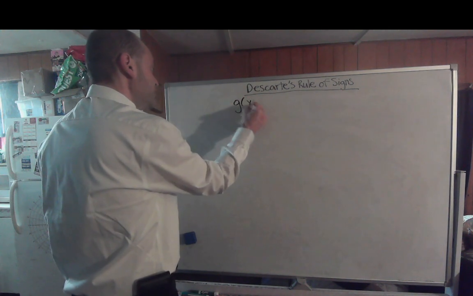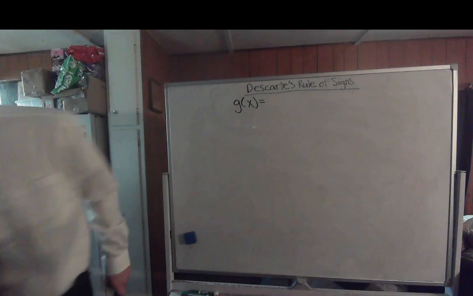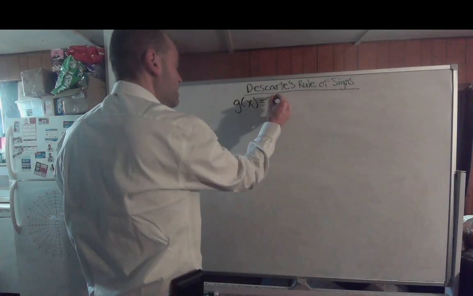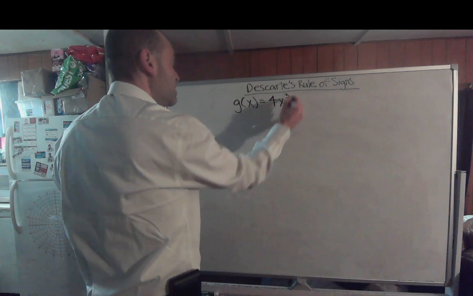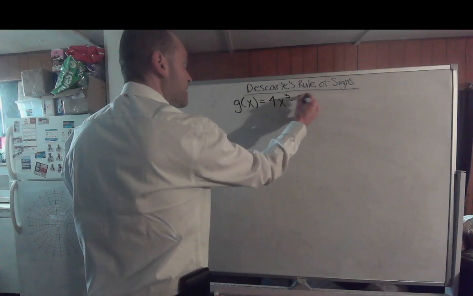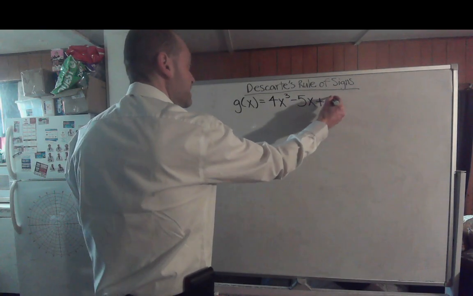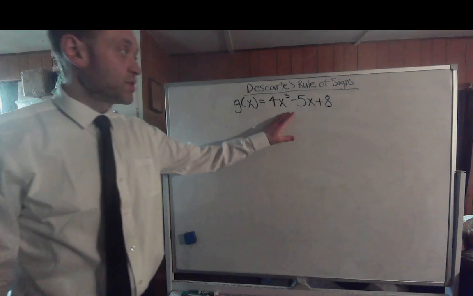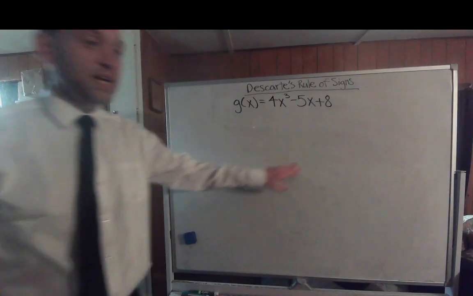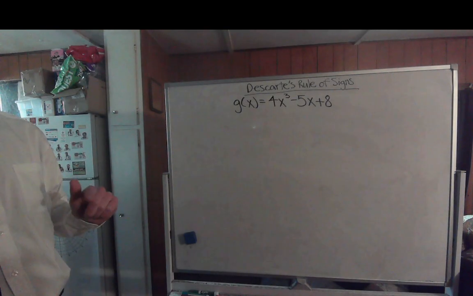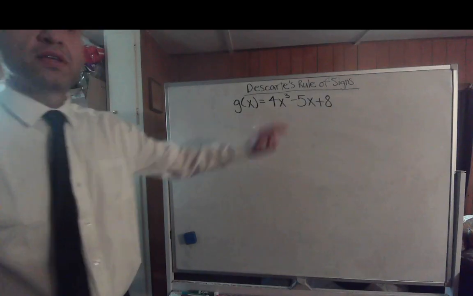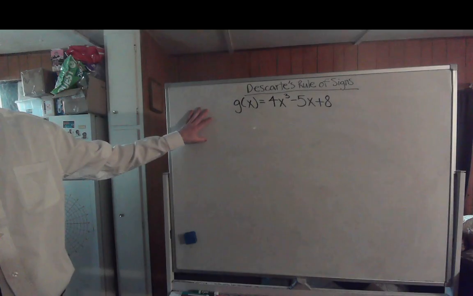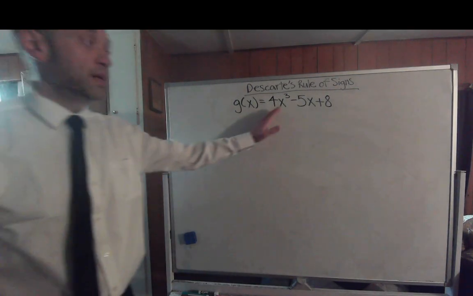All right, g of x equals 4x to the third minus 5x plus 8. Notice we have no x squared term. And that's okay. For Descartes' rule of signs, we don't need to worry about that. We only take what we literally have here.